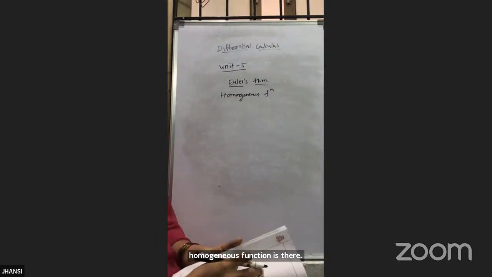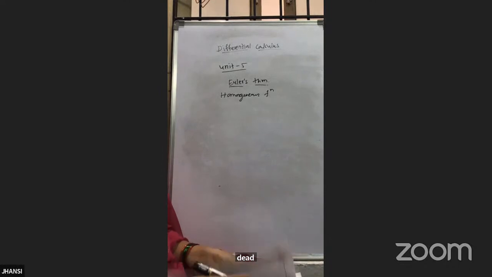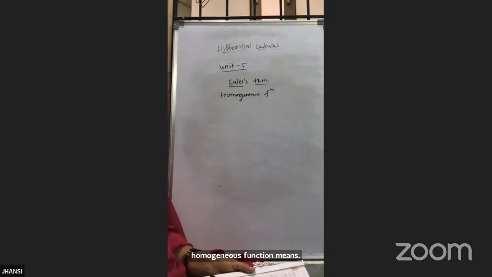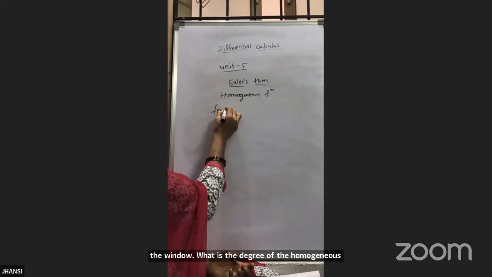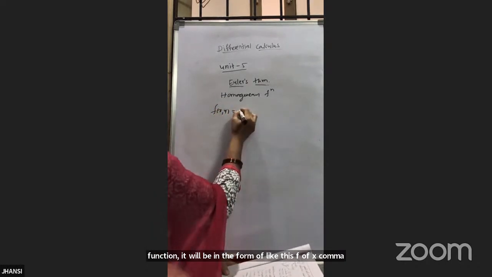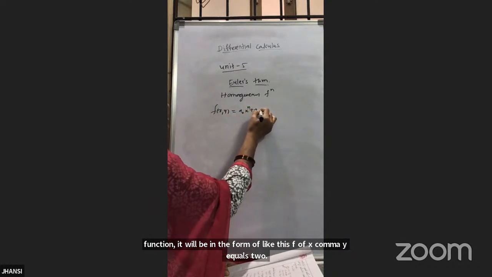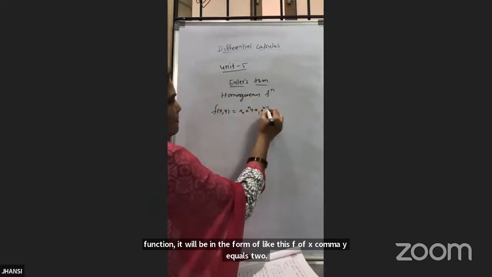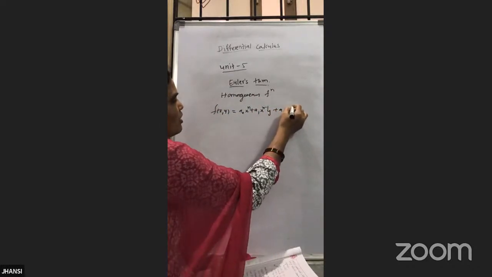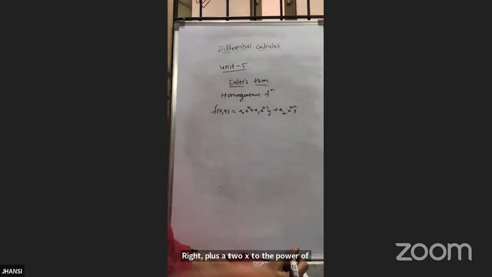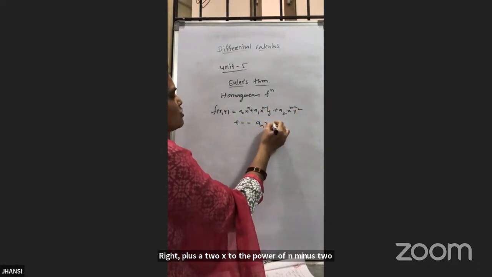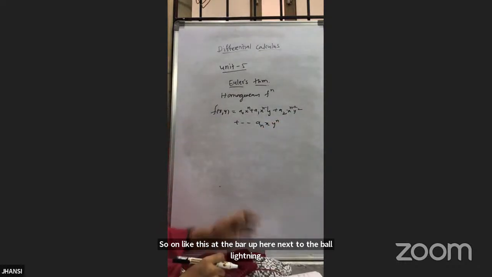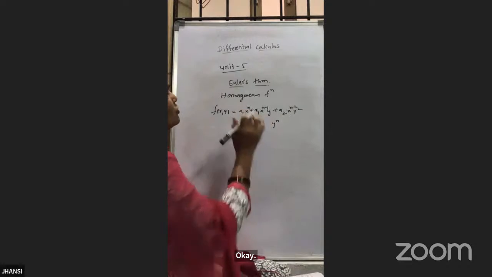Homogeneous function means: in the examination, they will even ask what is the degree of the homogeneous function. It will be in a formula like this: f of x comma y equals a0 x to the power of n plus a1 x to the power of n minus 1 y plus a2 x to the power of n minus 2 y square, and so on, up to an y to the power of n, where x will not be 0.